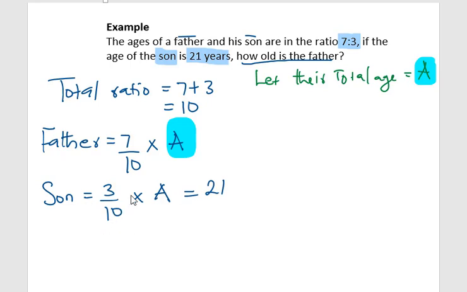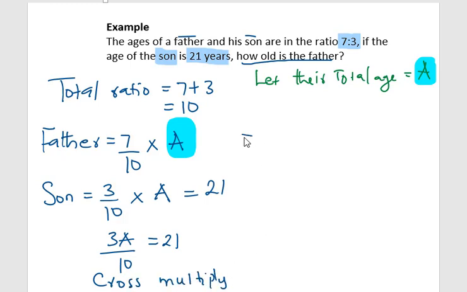Now let's continue. 3 times A gives us 3A over 10 is equal to 21. From this point you can cross multiply because you have equivalent fractions. So we have 3A is equal to 10 multiplied by 21. You can have a 1 under the 3A as well; 3A times 1 is still 3A, it doesn't change anything. You can just write it like that if you don't wish to multiply. 10 times 21 is 210.